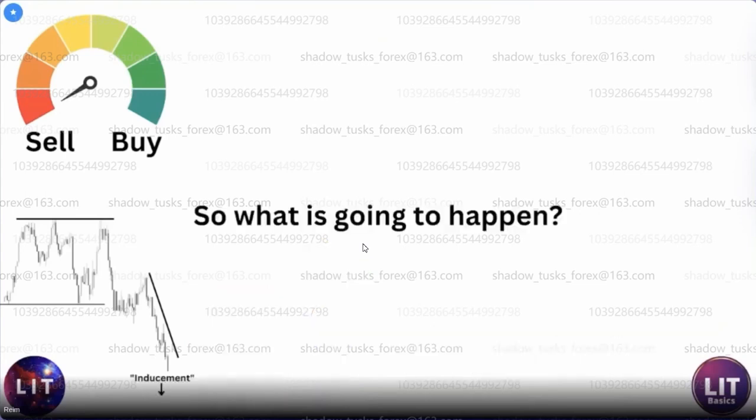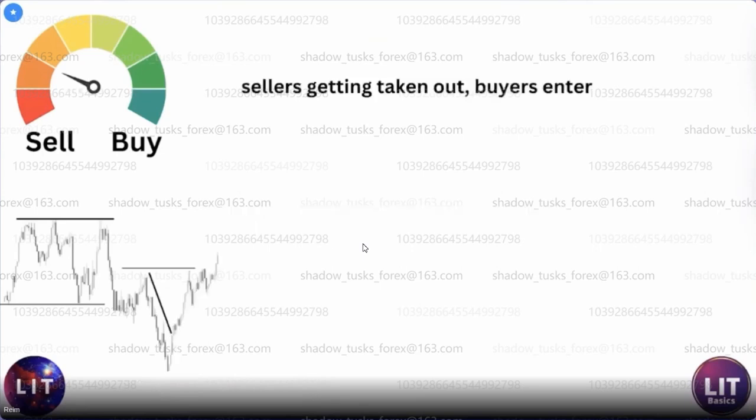So question to the chat here. What is going to happen when the world is selling and they have the final inducement to the low side? What's going to happen to this price action here? Exactly. So obviously the moment everyone is selling and the last inducement is in place, price action starts reversing. Sellers getting taken out, buyers enter. And you always have to think about this meter, again, how it changes slowly.